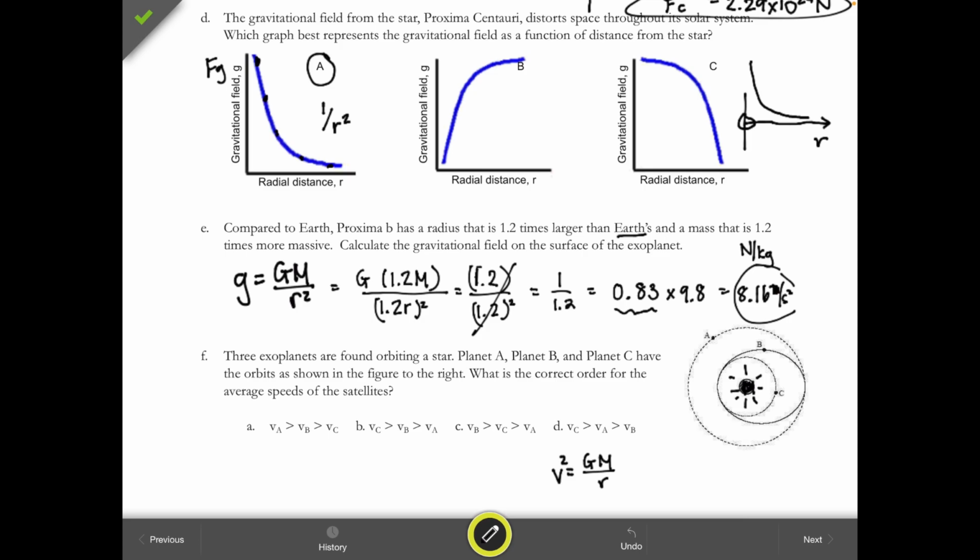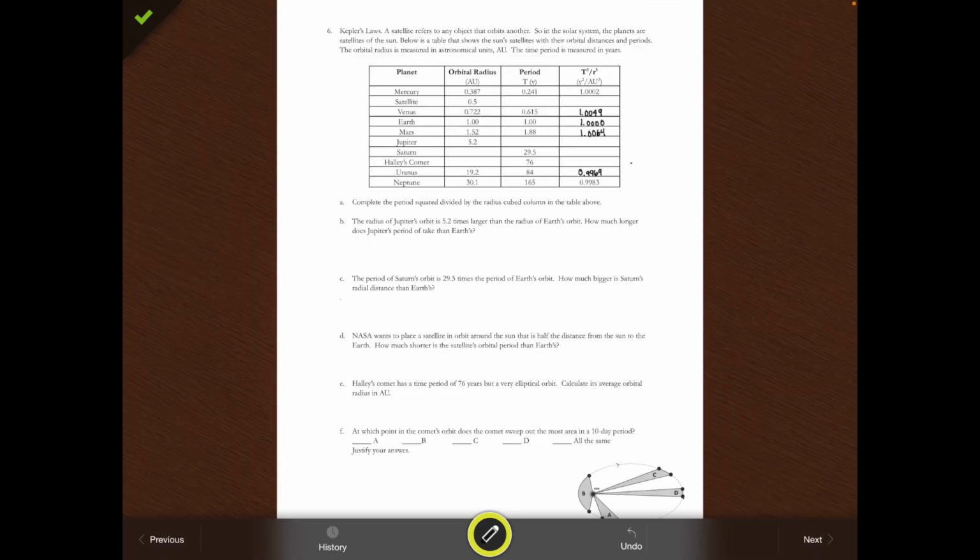G is a universal constant, so that's always the same. So what this equation is really saying is the larger your average radius, the smaller the average velocity. So A is farthest out, this would need to be slow. C is inside, this would need to be fast. So comparatively, C is the fastest, then B, then A. So I said this choice here.